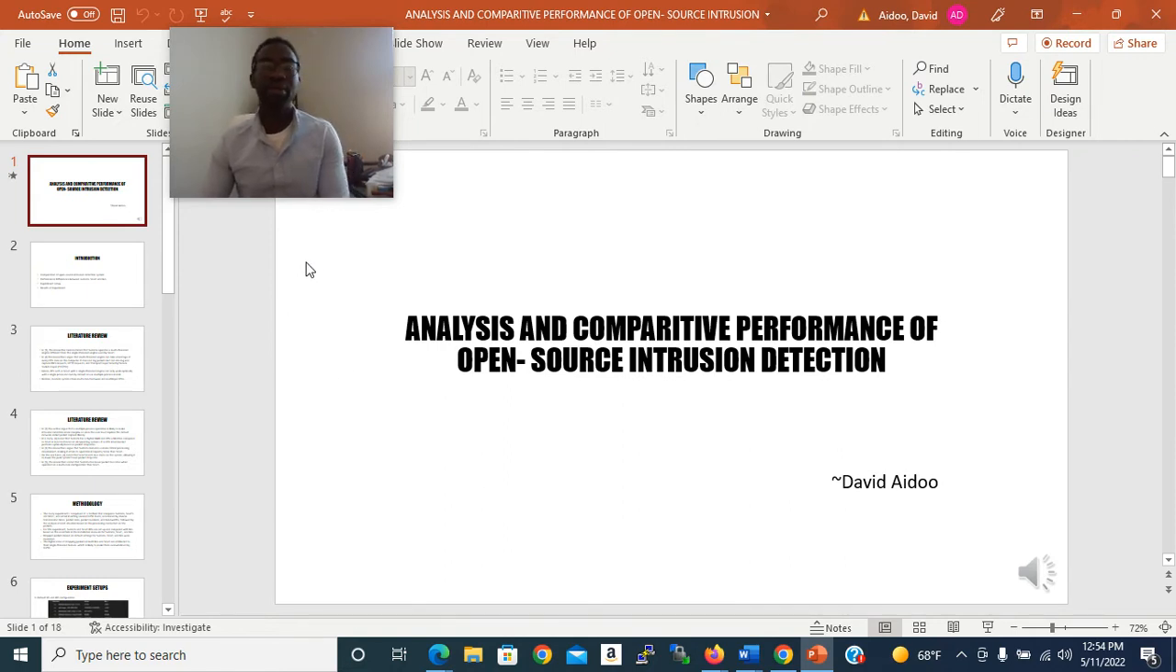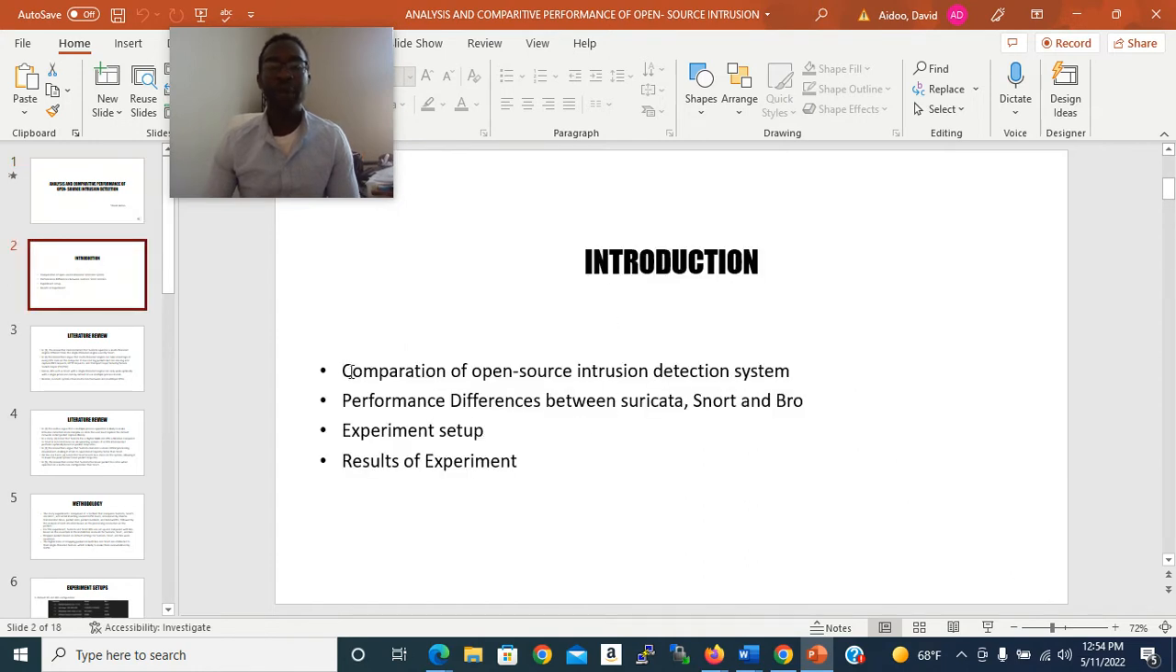So my capstone is going to be on analysis and comparative performance of open source intrusion detection. What I did for my work was compare open source intrusion detection systems, their performance and differences. I chose three commonly used IDSs, which are Suricata, Snort, and Bro. To find out their performance differences, I set up experiments and got results for those experiments, which we will go over on subsequent slides.